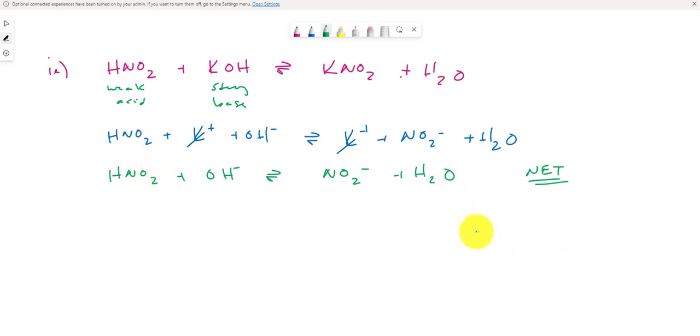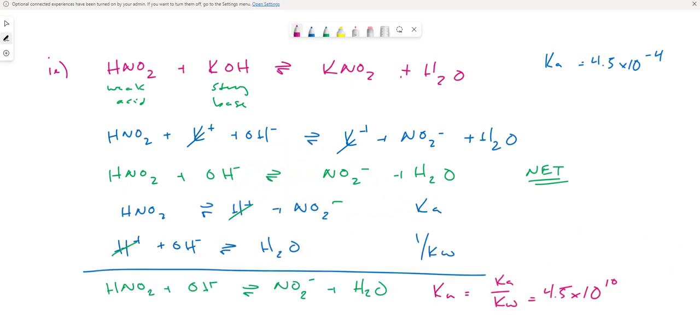And let me give you really quickly what Ka is. Ka we can just look up online or in the back of the book for HNO2, and that's 4.5 times 10 to the minus 4. So pause it, see if you can get a net equation that looks like this one here, the green one, and a corresponding K form.